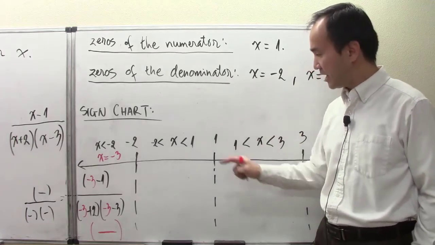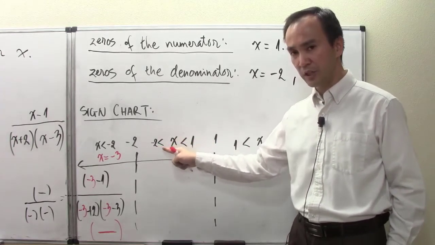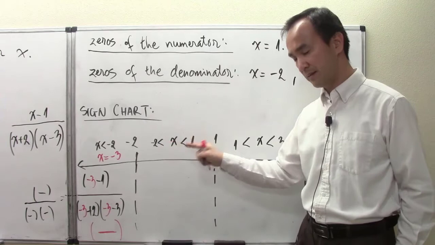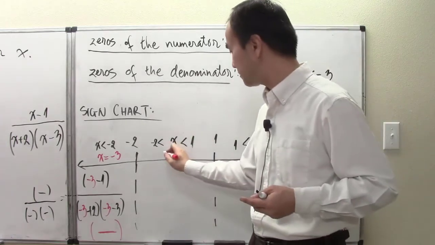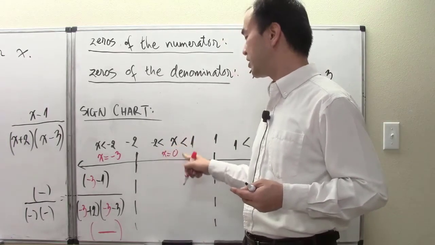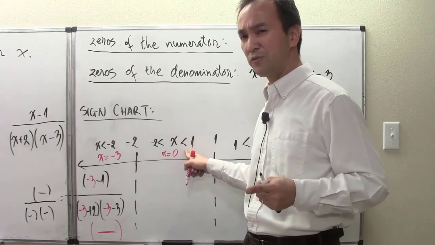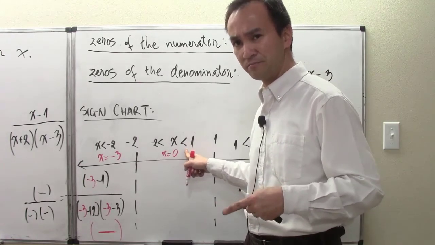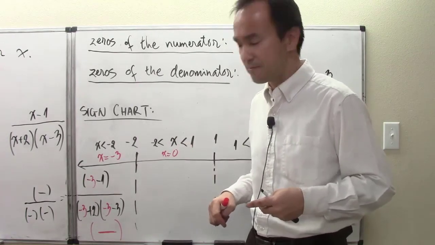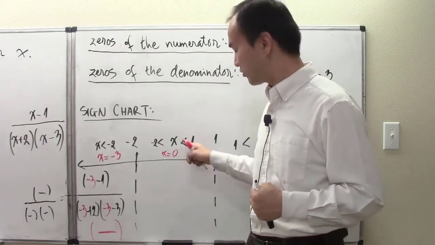Now for the interval between negative 2 and 1, let's pick a value. I'm going to pick x equals 0. I just need to make sure, is this value violating the domain exclusion? It's not violating. So we're good with that value chosen here.